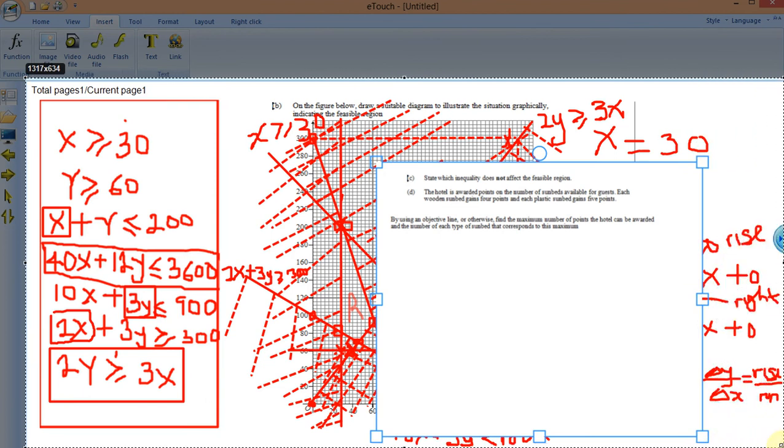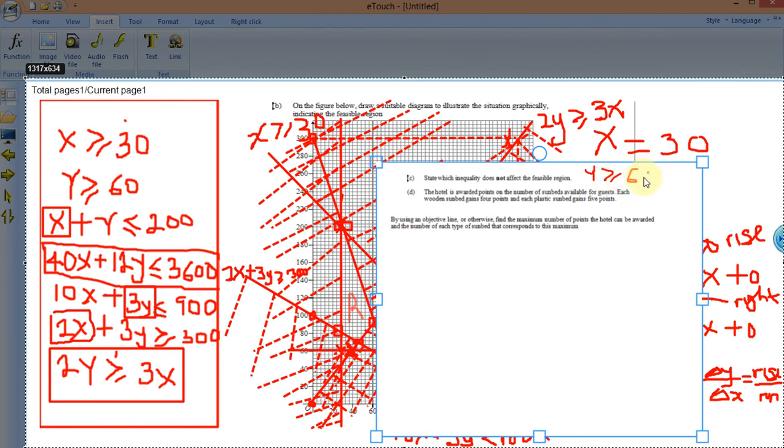Okay, let me use Lightshot to finish up now. So let me use this pen. Now we have the solution to this one. The only part not bounded is y greater than or equal to 60. So that's the solution to this one.